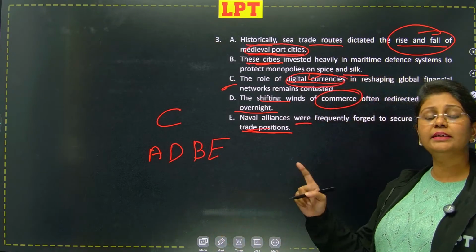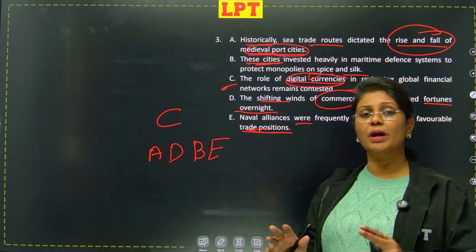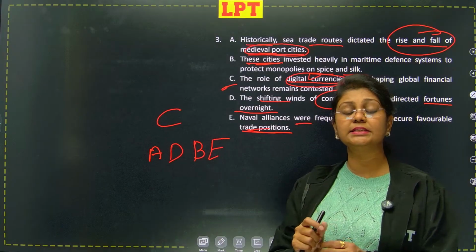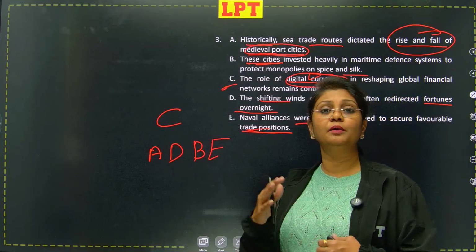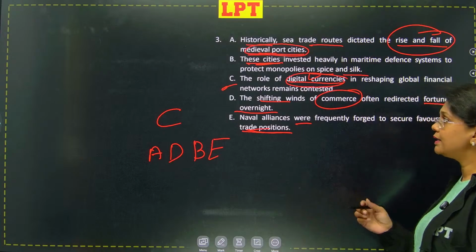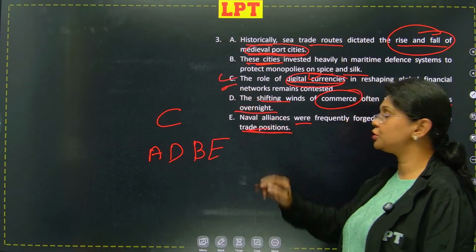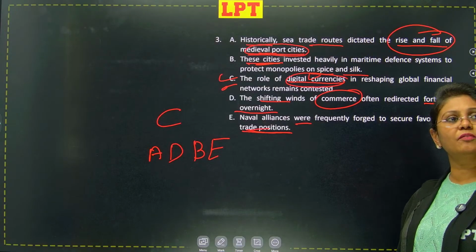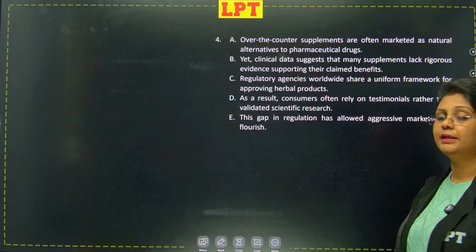So to look at the entire way this particular question has been framed, statement C, which talks about digital currencies, does not correlate with the rest of the sentences, and that makes it our answer. That was the third question. Just read it through, just check it through if you're able to figure out the correct answer there. Okay, I think we are good to go for the next question, question number 4.